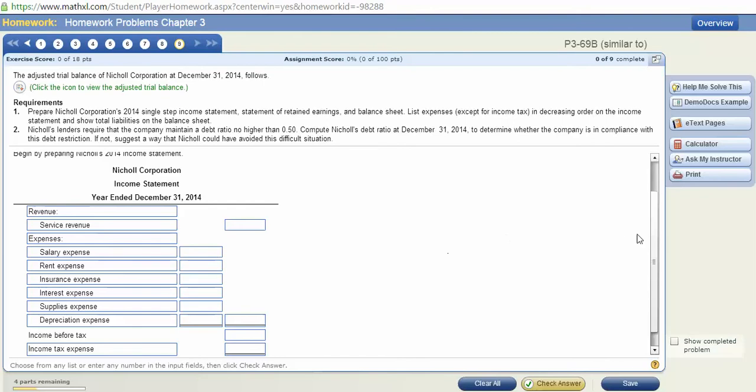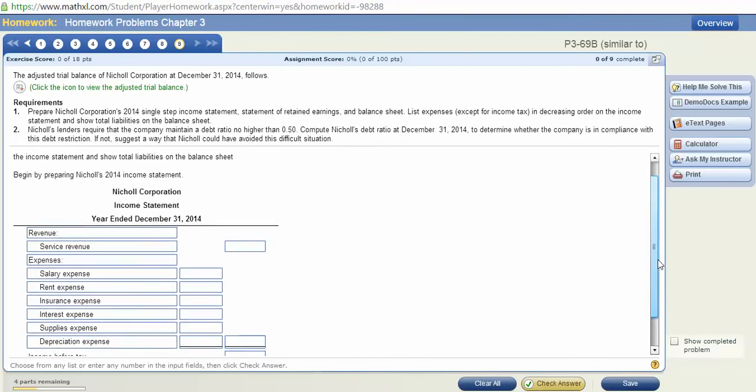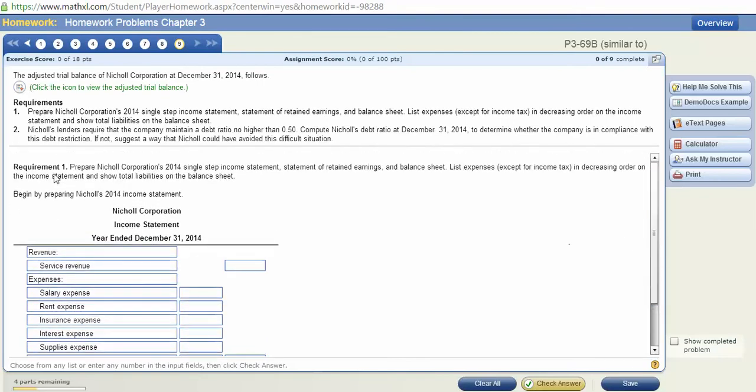In this case, with Nickel Corporation, you're being asked to create a single-step income statement. Single step means there's not going to be any cost of goods sold or anything like that. We're able to just put revenues, expenses, and come up with net income. A statement of retained earnings, balance sheet, we'll get to that later. Let's just focus now on the first thing it's asking us to do, which is the income statement.